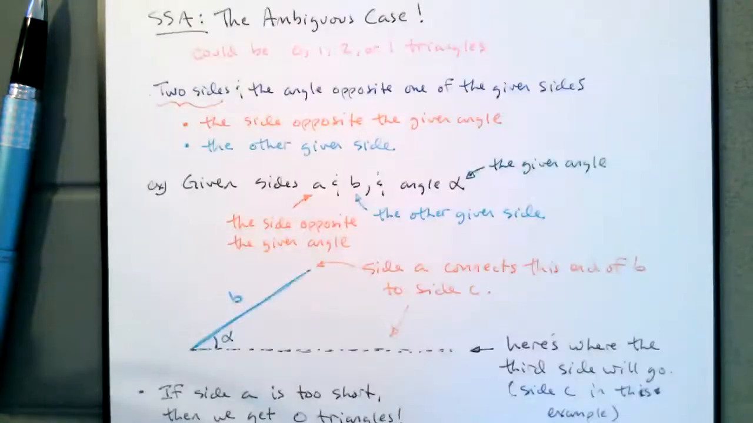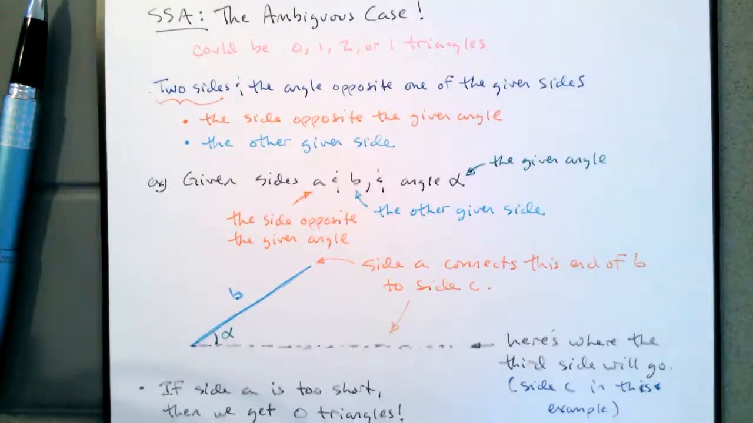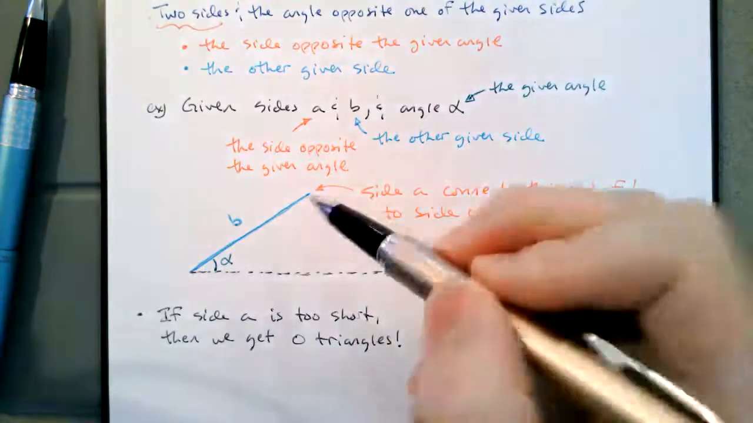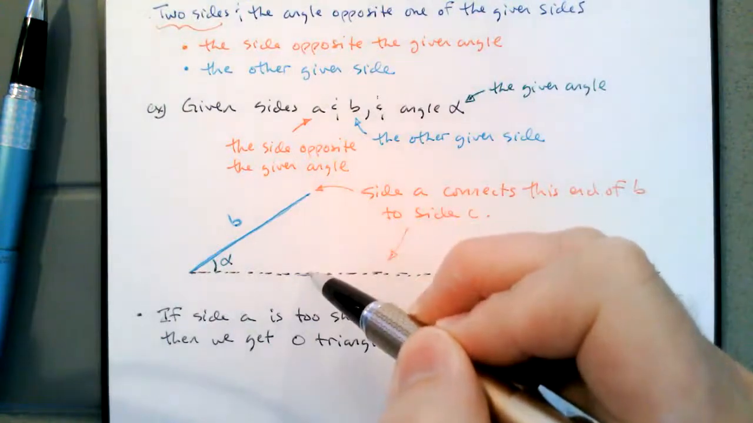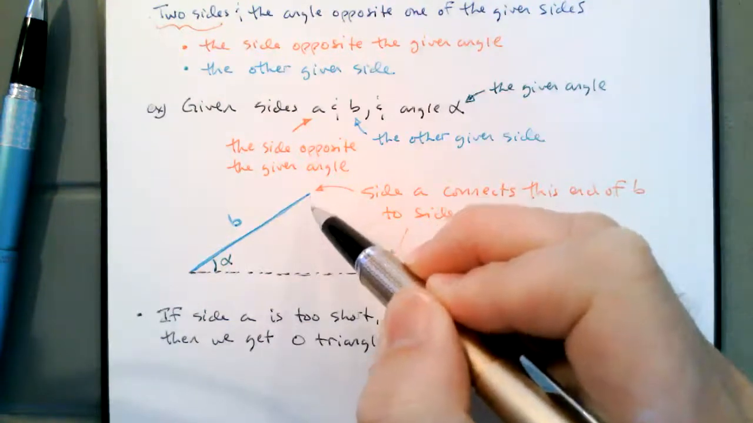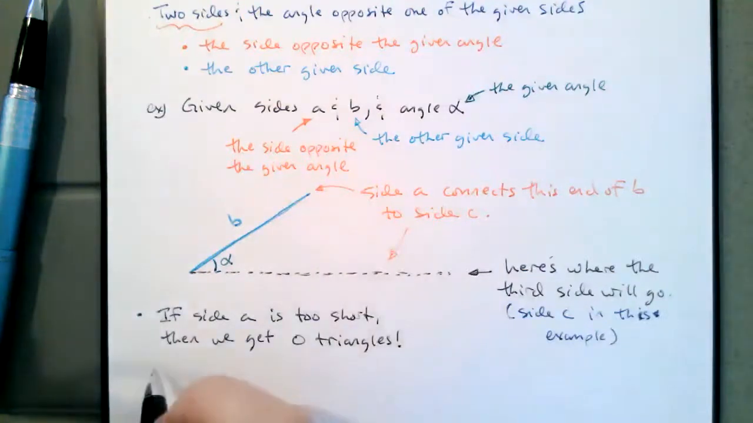That's the first thing. If side A is too short, then we get 0 triangles. If side A is exactly long enough, if we go perpendicular to side C, then we'll get exactly 1 triangle. If side A is perpendicular to C, then we get exactly 1 triangle.